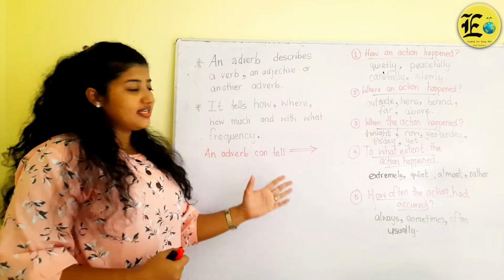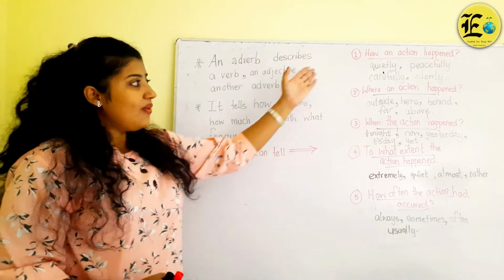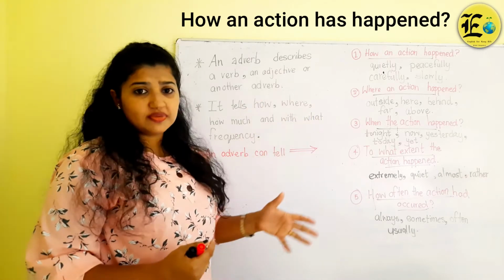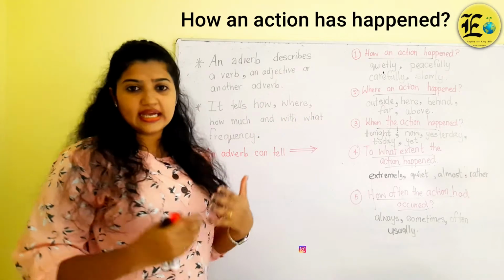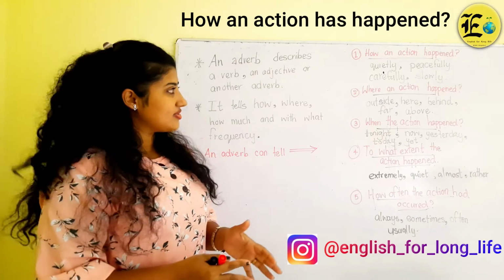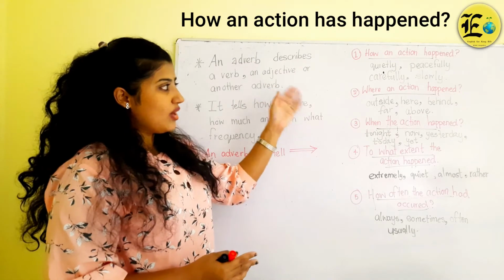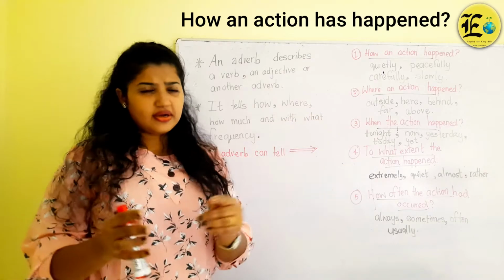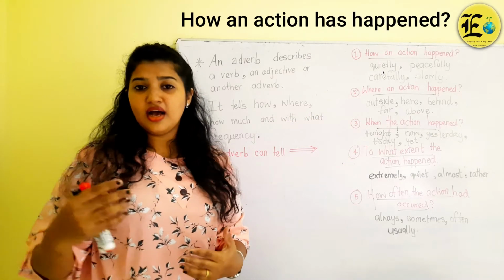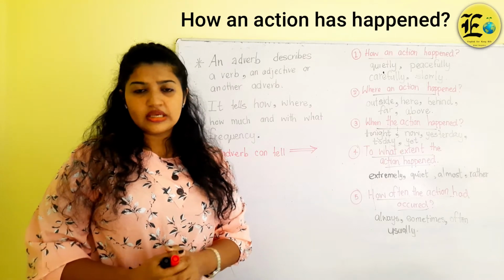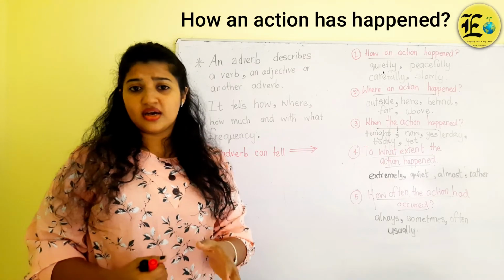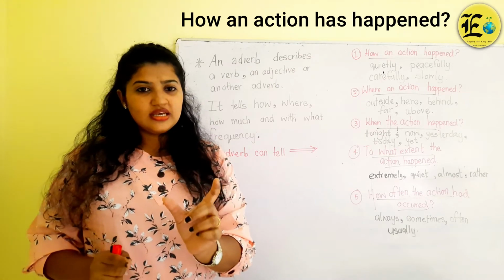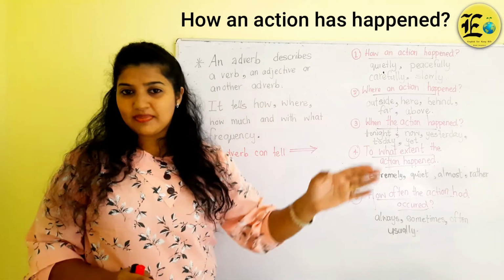An adverb can tell further things like this: how an action happened. For example, we have some adverbs that describe how the action has happened in certain situations. Examples like this: quietly, peacefully, carefully, slowly. If someone asks you a question like, how did he drive the car? You can give the answer, he drove the car slowly. So in that example, the word slowly shows how the action happened.